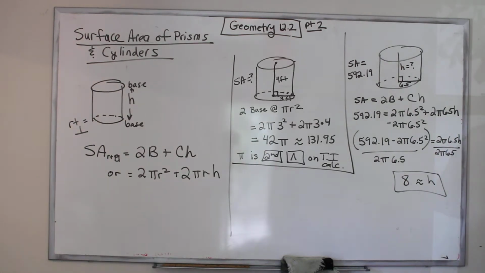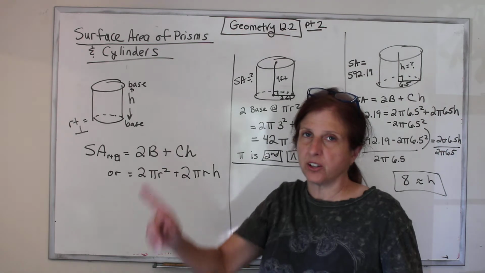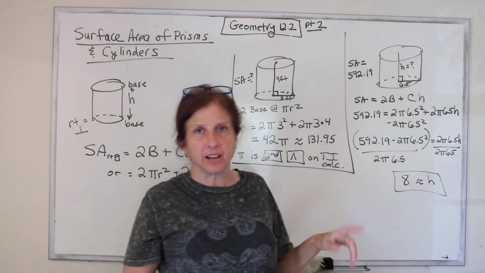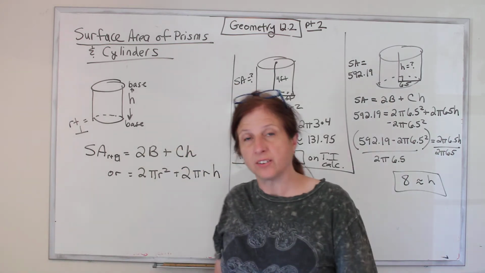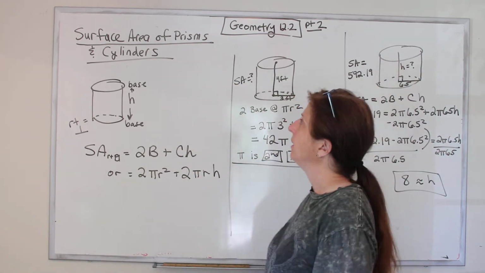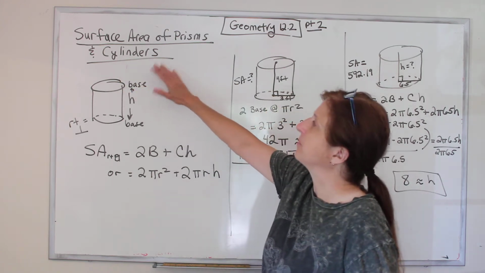Welcome back to Geometry, Chapter 12, Section 2, Part 2, because we ran out of time last time, and I realized I was going to. My board was all full, I had no place to write, so I thought we'll do Part 2, or Part 2, if you're French. Alright, surface areas of prisms and cylinders.